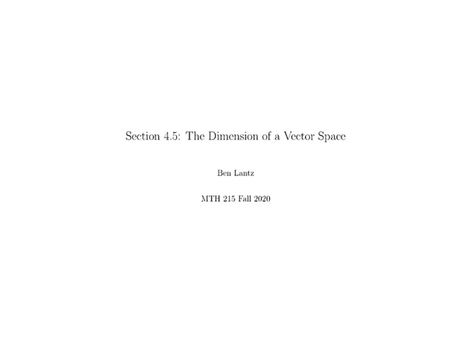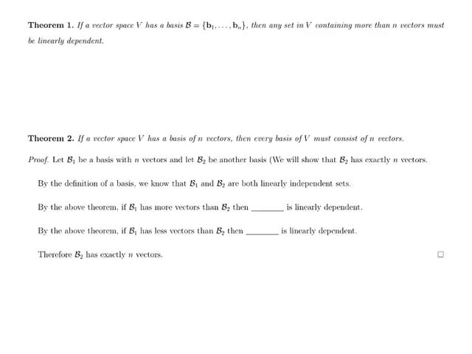Now that we've introduced the topic of a basis of a vector space, we're going to introduce what it means to be the dimension of a vector space. So if a vector space V has a basis b1 to bn, then any set in V containing more than n vectors must be linearly dependent.